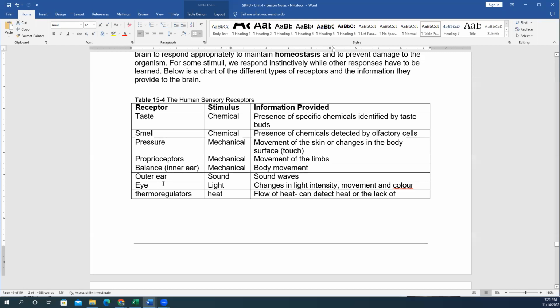There are receptors in the outer ear that will respond to sound and sound waves. The eye will respond to light stimulus and changes in light intensity and movement and color, for example. And finally, thermal regulators, which will respond to heat and provide information about the flow of heat and that can detect heat or lack thereof.